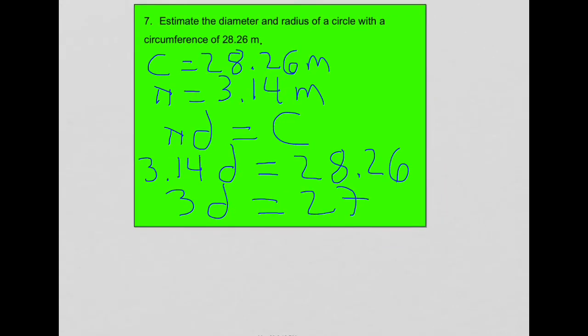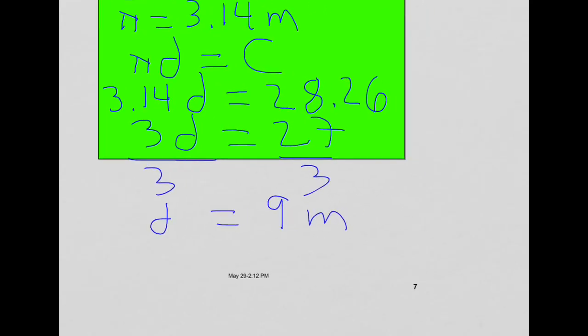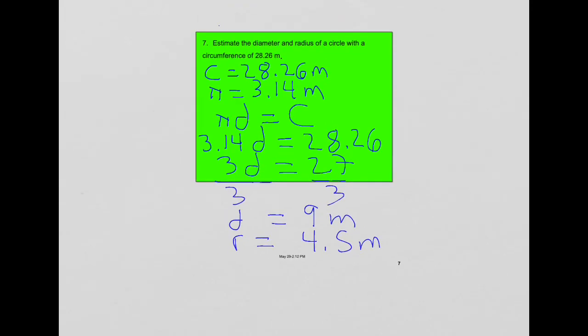And then to solve this now, I can divide both sides of the equation by 3, and I get d is equal to 9 meters. And if the diameter of the circle is 9 meters, then to get the radius, I do half of diameter, and the radius of the circle would be approximately 4.5 meters. Remember, since we rounded these numbers off, these are just estimates.